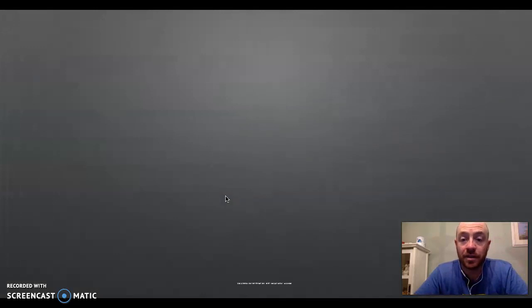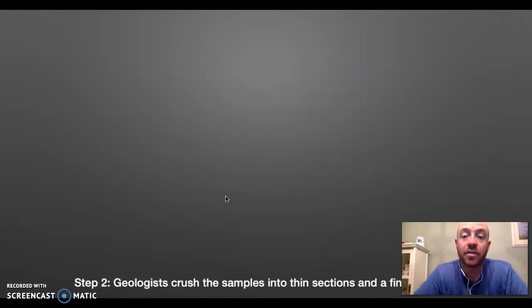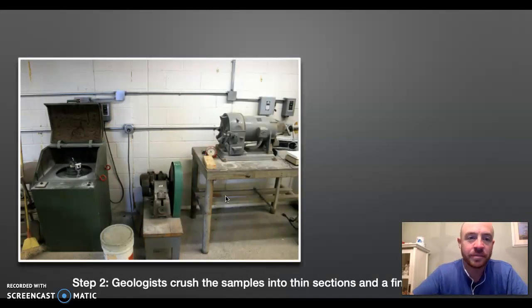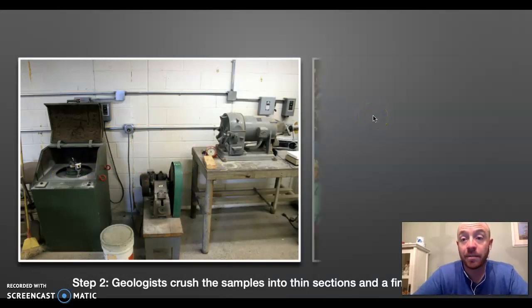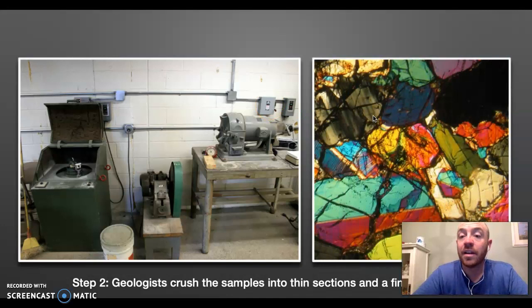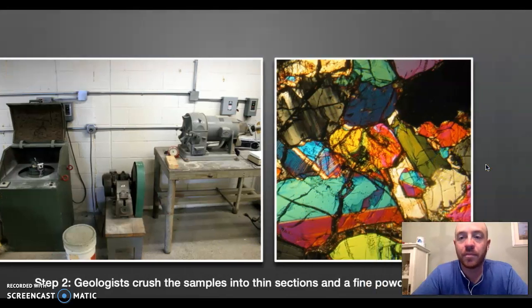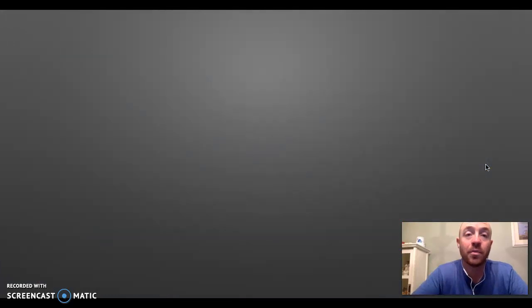Step two in the process is that they're going to crush those samples into very thin sections. They'll take the sample and crush it up into a very, very fine powder. If you looked at that fine powder under the microscope, you would see something that looks like this. They stain it a little bit too, and you can get different colors, showing you the different minerals and substances that could have been in those layers.